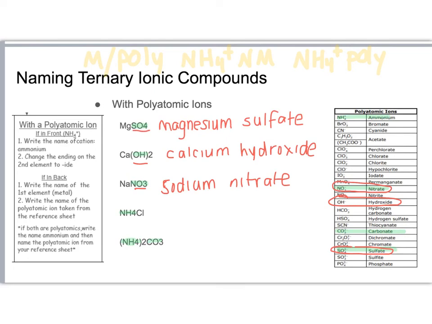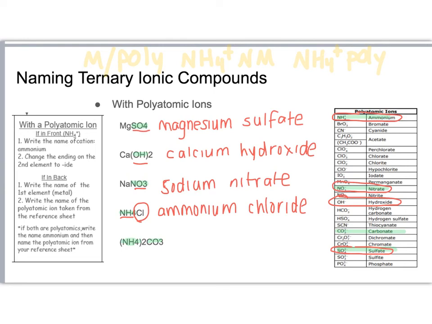In the next example, you will see that the polyatomic ion is sitting in front. So polyatomic ions have special names. NH4+ is called ammonium, so I will write that in. And you will then see what is left over is just a nonmetal. So that nonmetal follows the same rules as before, where it ends in "ide."